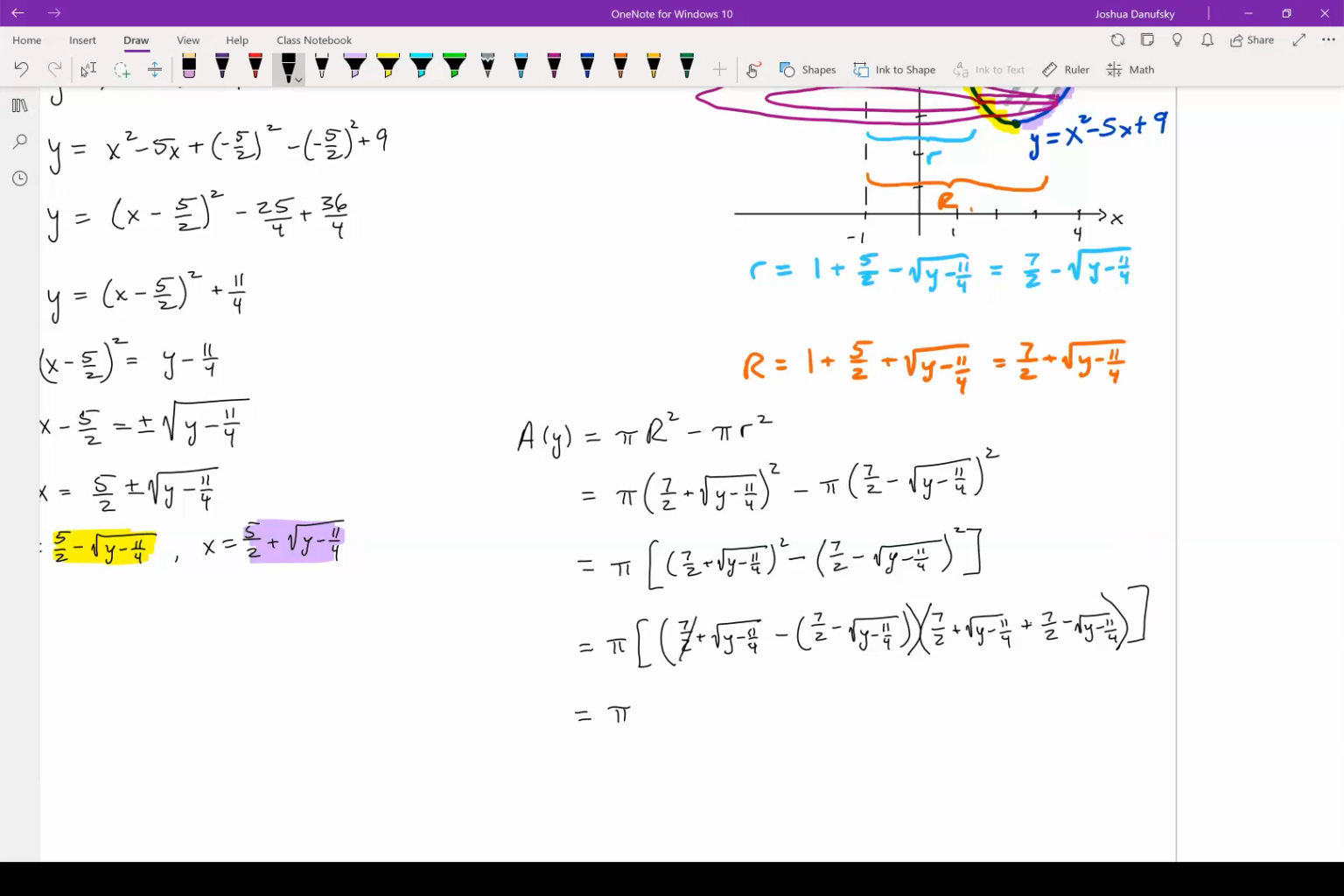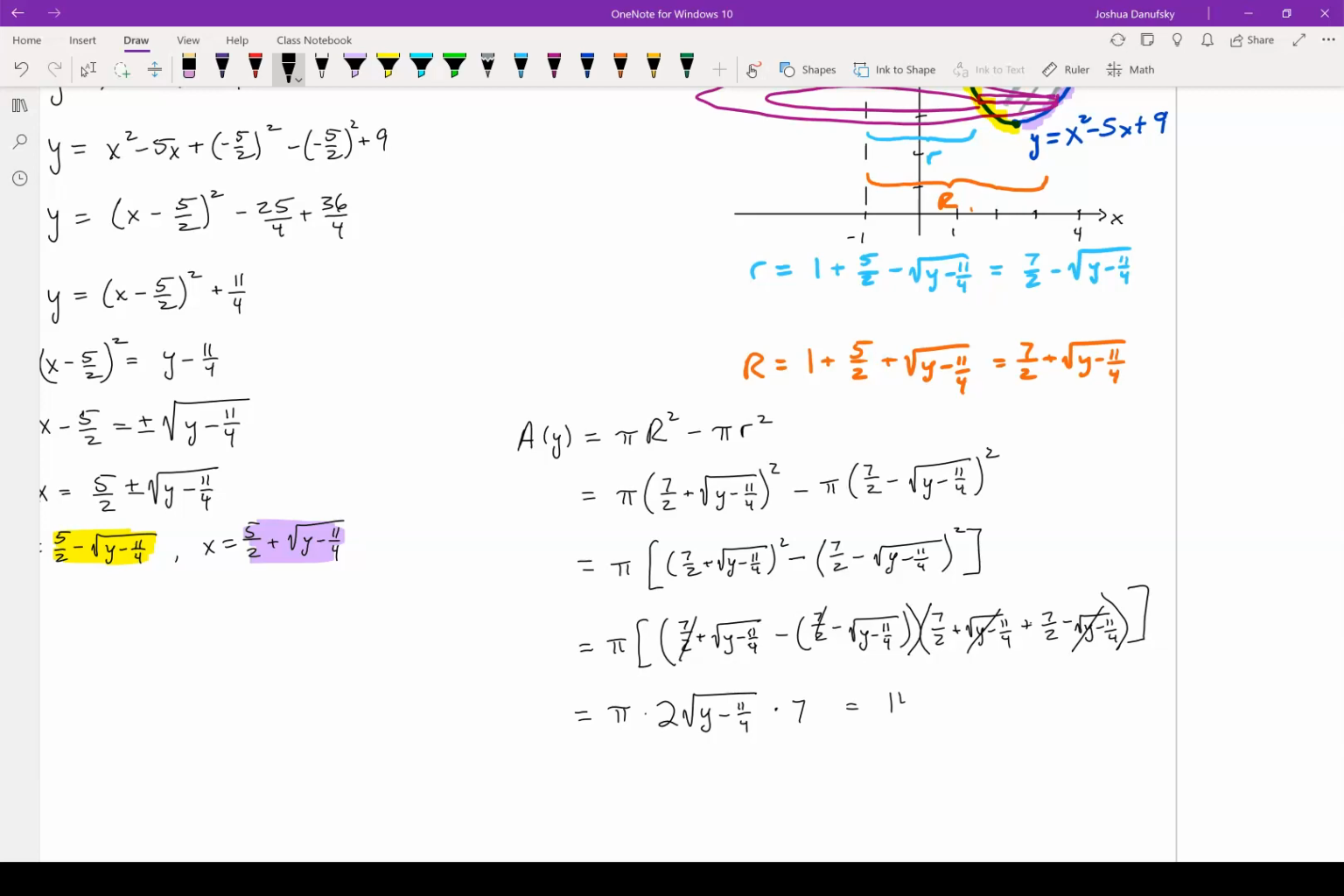Now we get some nice cancellation. So we'll end up with subtracting the negative root will give us 2 of those roots. So we have 2 square root of y minus 11 over 4. And then in back, the square roots cancel off and we get 7 over 2 plus 7 over 2, which is simply 7.